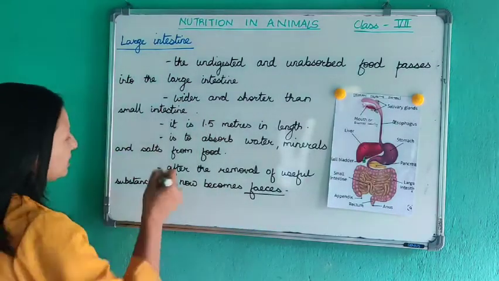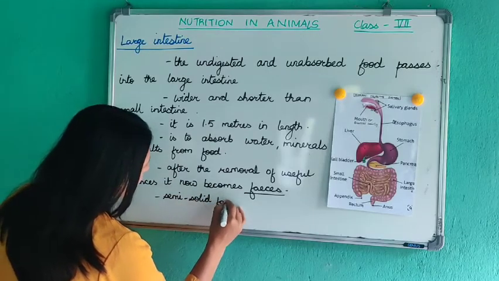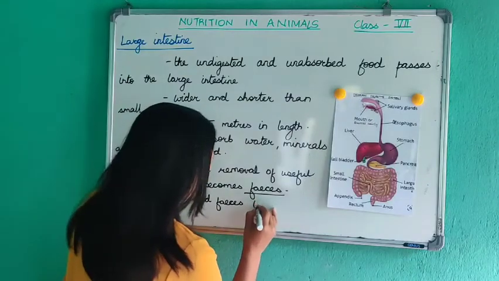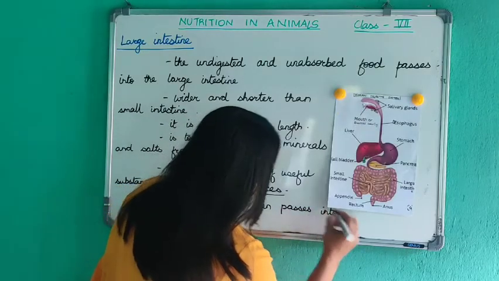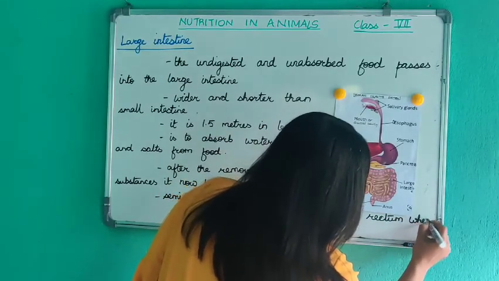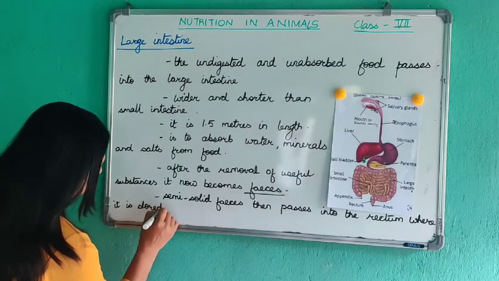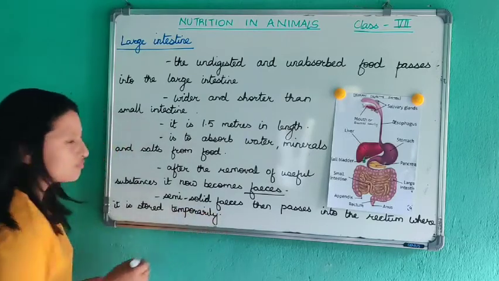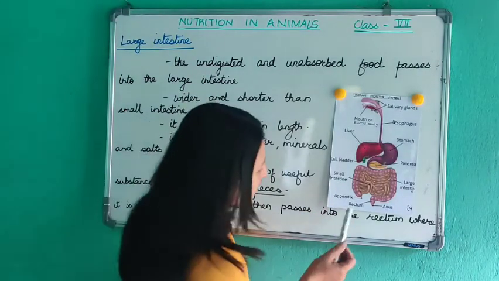Okay, and these semi-solid feces, semi-solid भनेको आधा solid आधा liquid. Okay, this semi-solid feces then passes into the rectum where it is stored temporarily. Okay, stored temporarily. So after absorbing all the useful substances, now it becomes feces, and that feces moves to rectum.